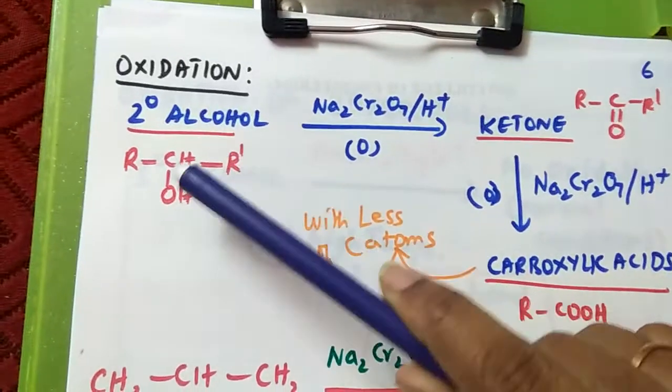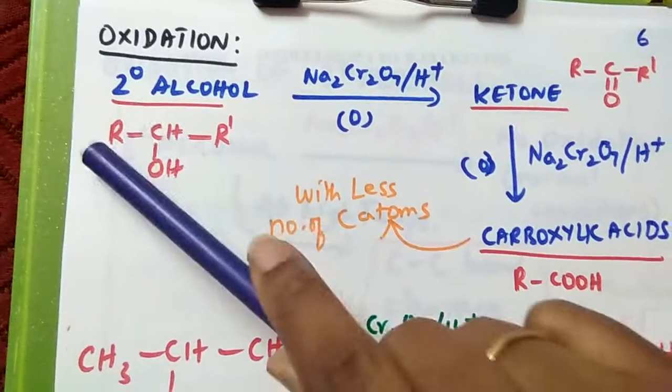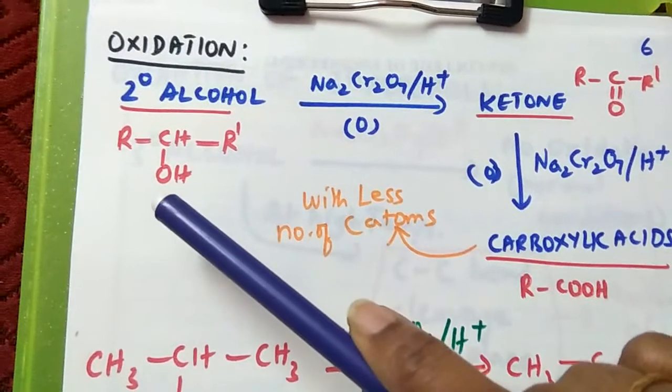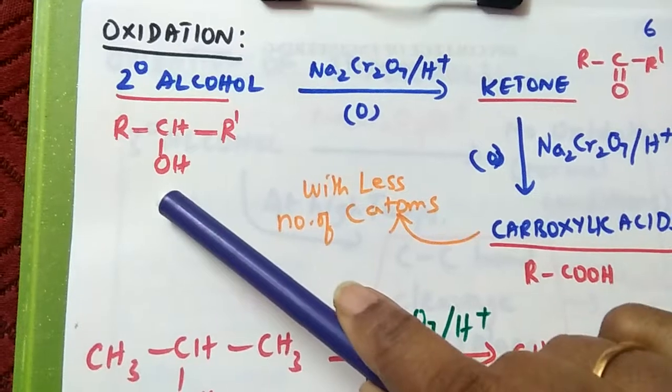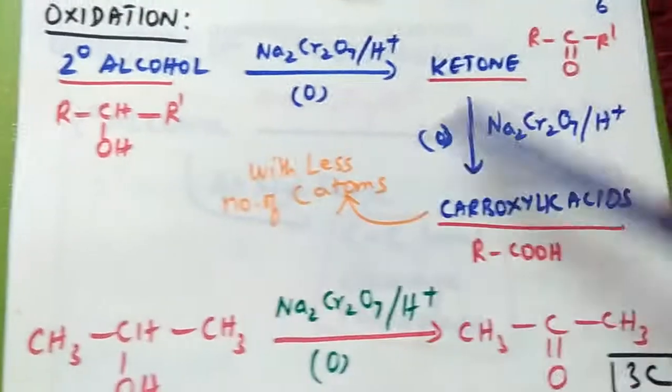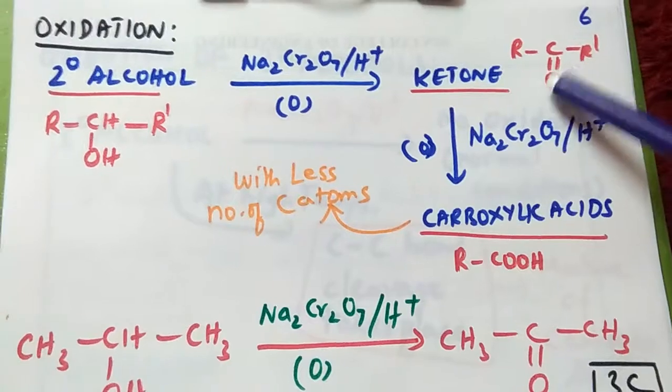So what about secondary alcohol? The secondary alcohol will have a format like this: RCHOH R dash, where R and R dash may be the same or different alkyl groups. This CHOH is converted to C double bond O, so the hydrogen atoms are removed. It is oxidation. This C double bond O is a carbonyl group, which is nothing but the ketone group.